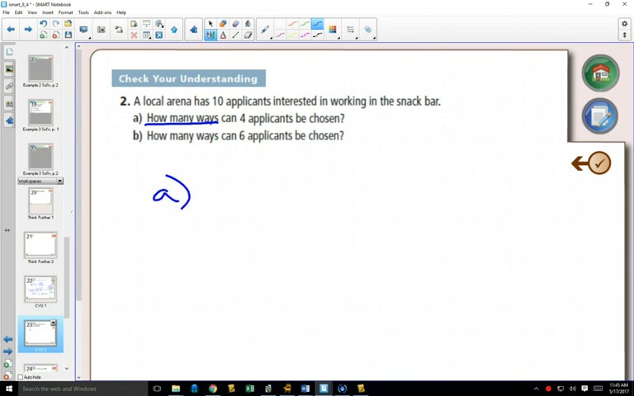As soon as the order doesn't matter, this just becomes 10 choose 4. You can put that into your calculator. Knowing the formula, it is 10 factorial. There will be a 4 factorial. What will the other number be on the bottom? 6 factorial. The bottom 2 numbers always add up to the top one.